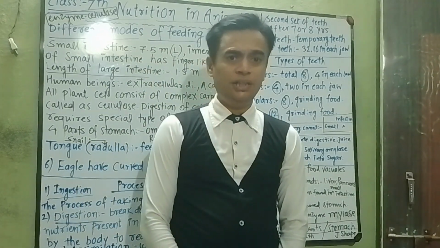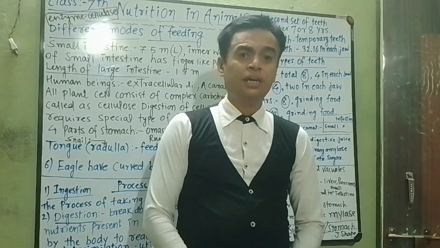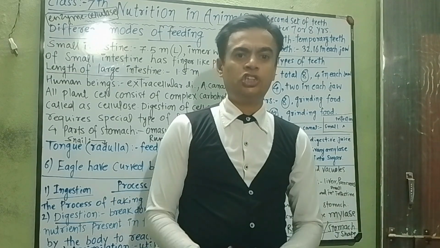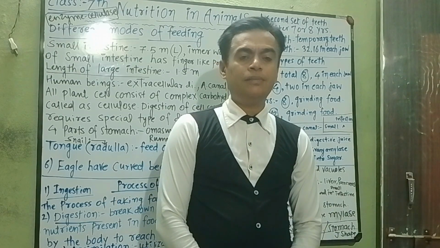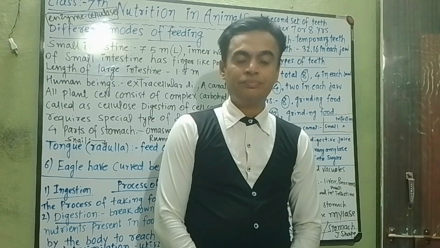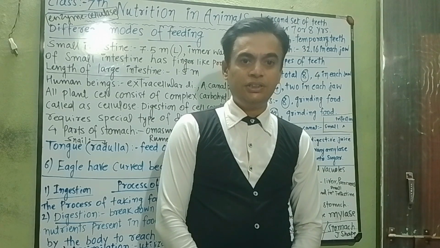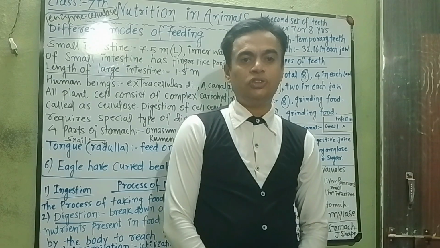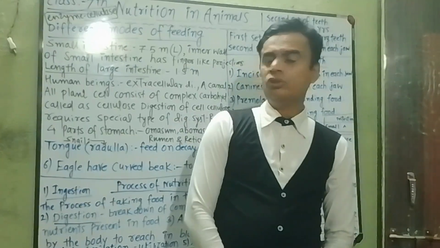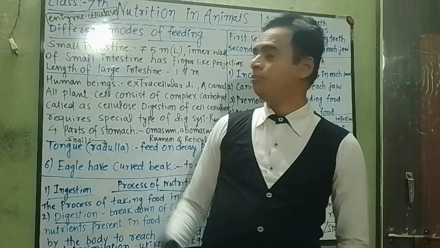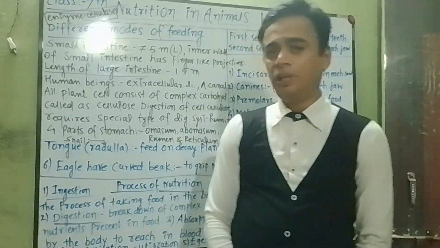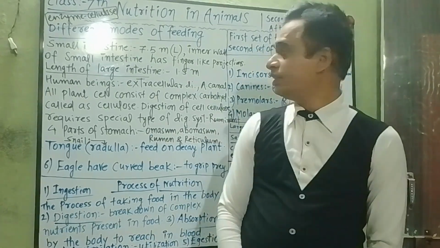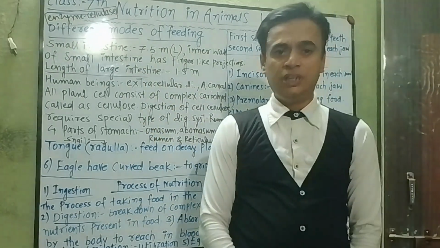The length of the small intestine is 7.5 meter, and the inner wall of the small intestine has finger like projections. And what are those finger like projections? They are called villi. The inner part of the small intestine has finger like projections, and these are called villi. Now you must know the length of the large intestine. The length of the large intestine is 1.5 meter. The length of the small intestine is 7.5 meter.